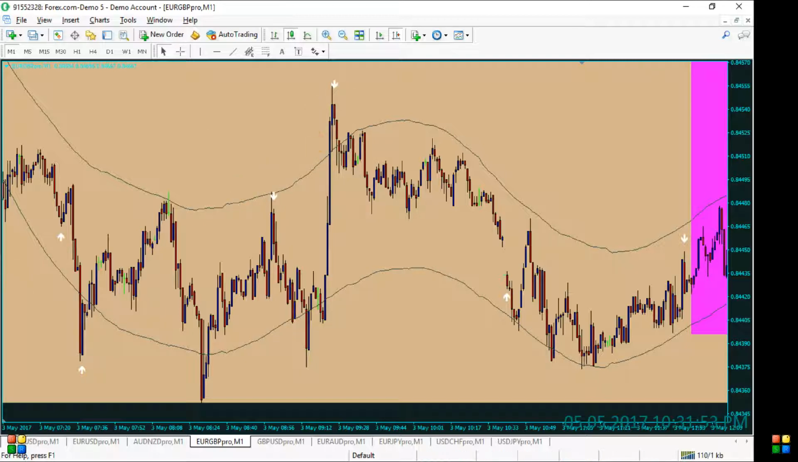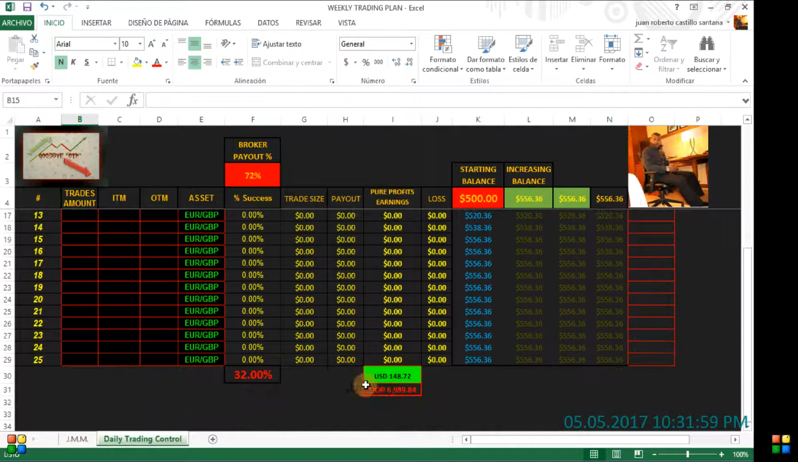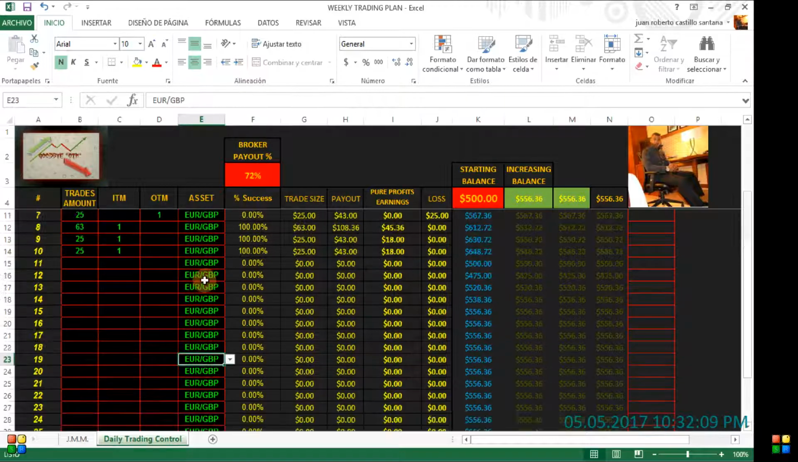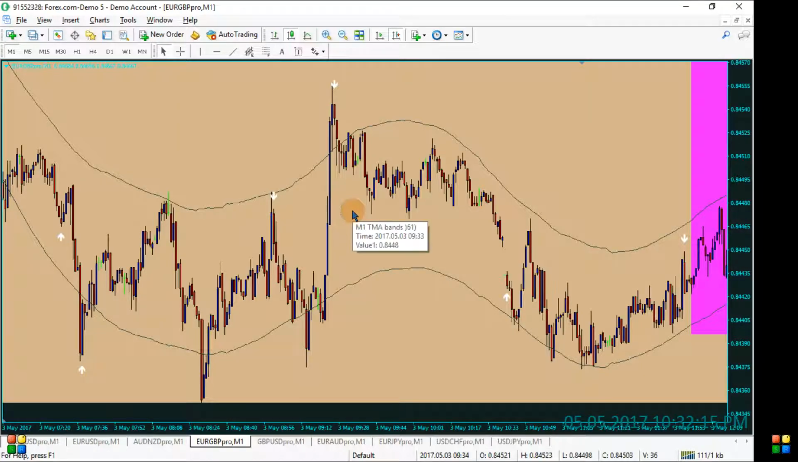So quickly let's jump and place our $25 trade in ITM. You can check down here, we are already at $148. I'm talking about one single asset, which is Euro GBP, that we're trading, or keeping track of. And don't come and tell me, oh, but you're not going to sit and trade all day long for one week. No, of course not.